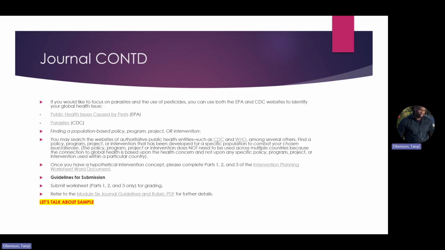If you'd like to focus on parasites and use of pesticides, you can use both EPA and CDC websites to identify your global health issue. And there's some links here that you can use. Let's talk about a sample of what your work should look like.